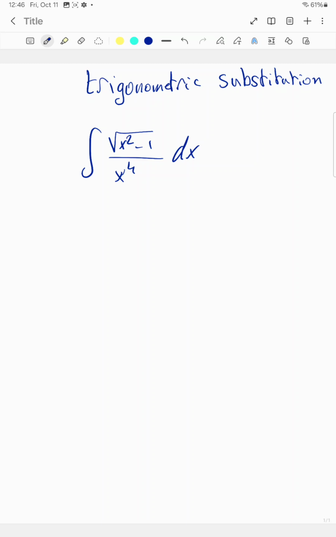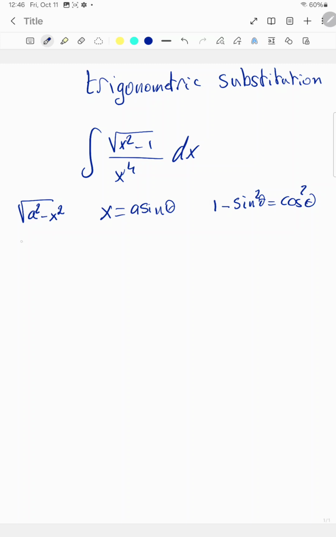In this video, we will try to solve the integral below using trigonometric substitution. Before I start, I just want to give you the formula for when to use the trigonometric substitution. If you have the square root of a squared minus x squared, then you can take x equal to a sine of theta, and then use the trigonometric identity 1 minus sine squared of theta equals cosine squared of theta.